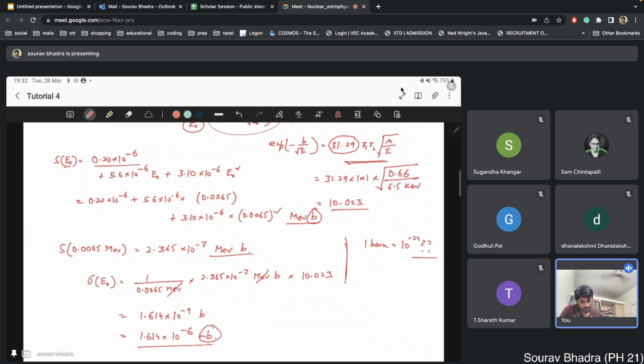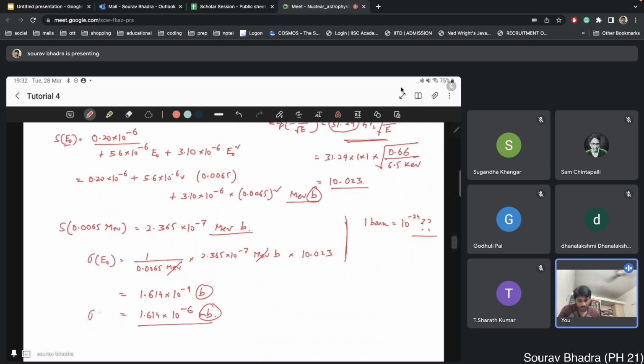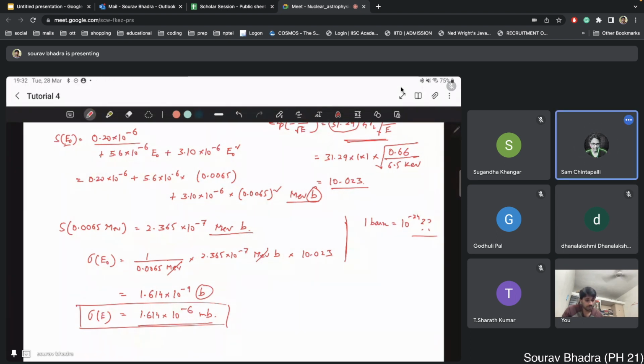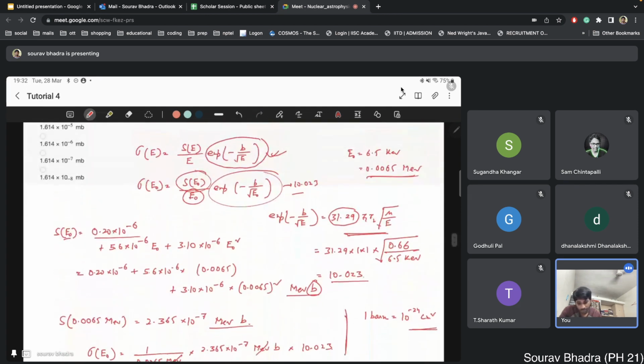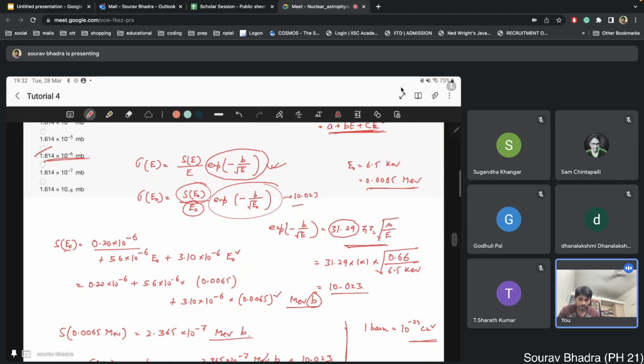So millibarn and barn are actually unit of length square, and sigma is the cross section, that's why we have to have an unit of cross section which is coming from millibarn. So this is the answer, 1.614. Yes, 10 to the power minus 24 centimeter square, right? Yeah, okay. So you can write it in centimeter square if asked in the question, but here it is in millibarn. So 1.614 times 10 to the power minus 6, this is your answer.